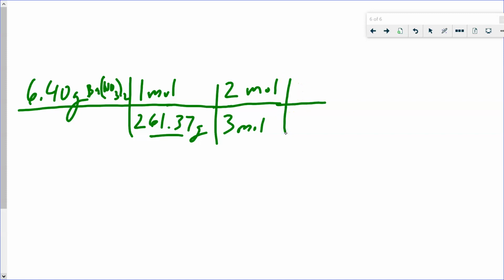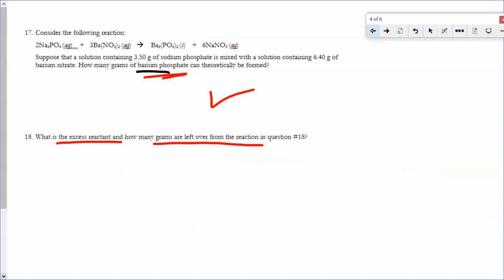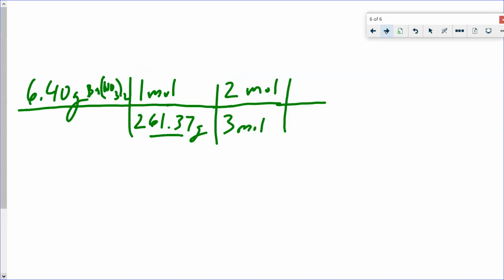And remember, why do I want to get it to grams? Because in the problem, we're given grams of our excess reactant, and in order to subtract those, we have to have the same units as what we were given in the problem. So I want to get to grams of the sodium phosphate here. 1 mole of the sodium phosphate has a molar mass of 163.94. And I'm being bad with my units, I apologize, but trying to fit these on here is a bit ridiculous.